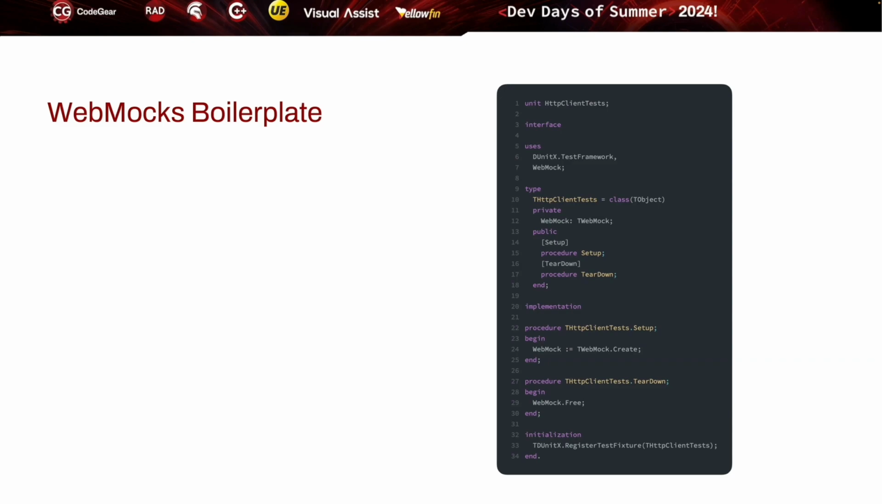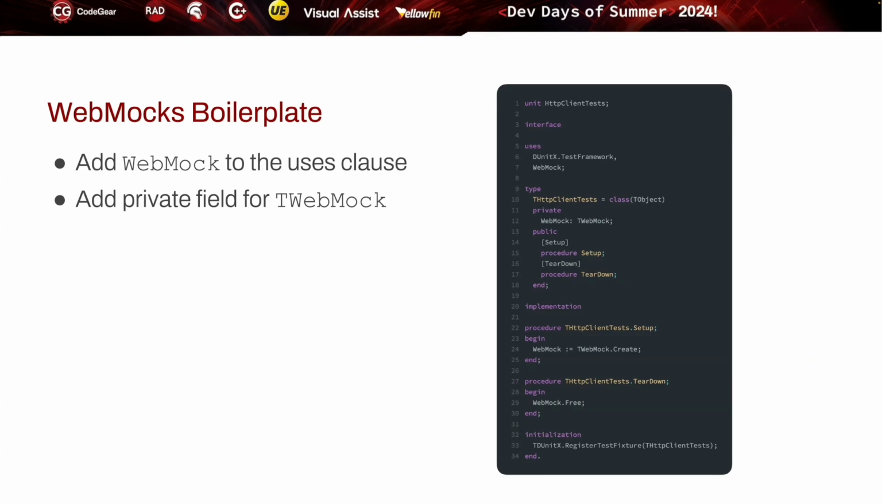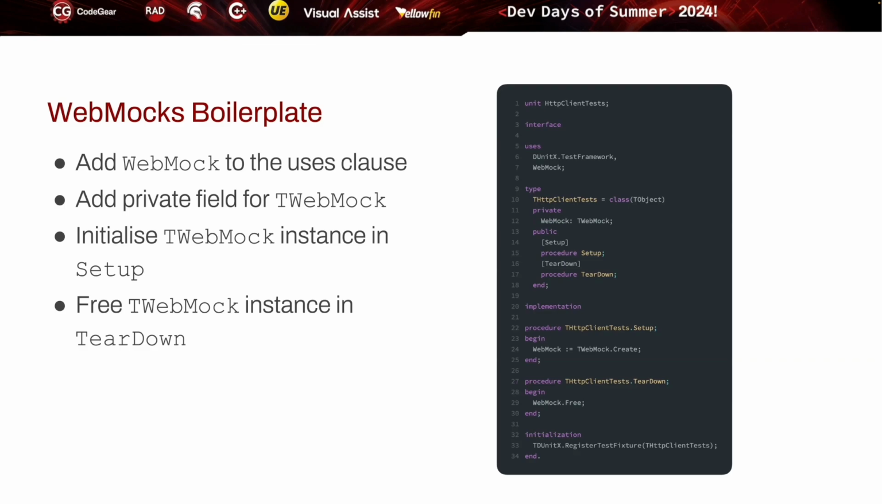So let's have a look at the boilerplate, and we boil this down a little bit. The first thing we do is add WebMock to the uses clause. You can see on line 7 on the code there. That's pretty standard. We add a private field for TWebMock. So in this case on line 12 we've added a WebMock field for TWebMock. And then we initialize TWebMock in the setup. So down on line 24, webmock equals TWebMock.create. And in the teardown, we free that WebMock, making sure that we've cleaned up after ourselves.